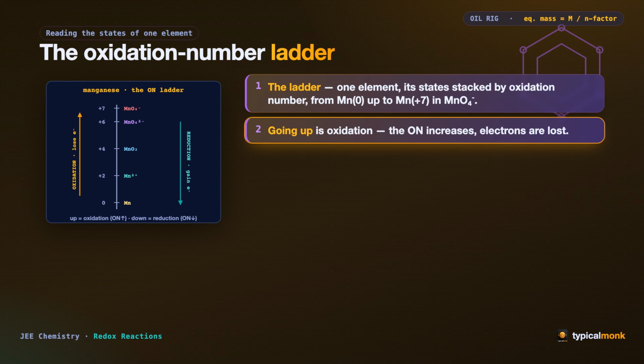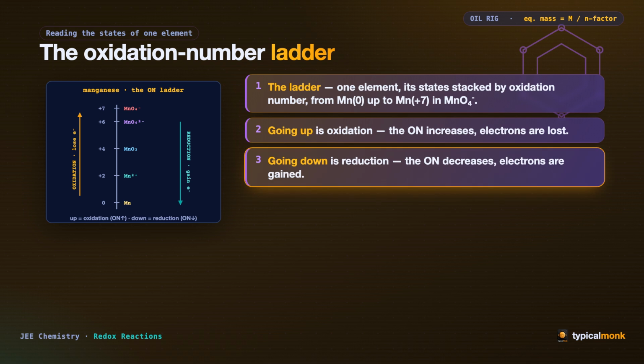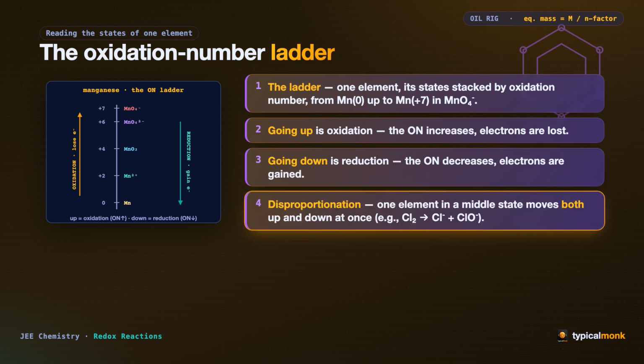Going up the ladder is oxidation. The oxidation number increases and electrons are lost. Going down the ladder is reduction. The oxidation number decreases and electrons are gained. And a special case, disproportionation, where one element sitting in a middle state moves both up and down at once.